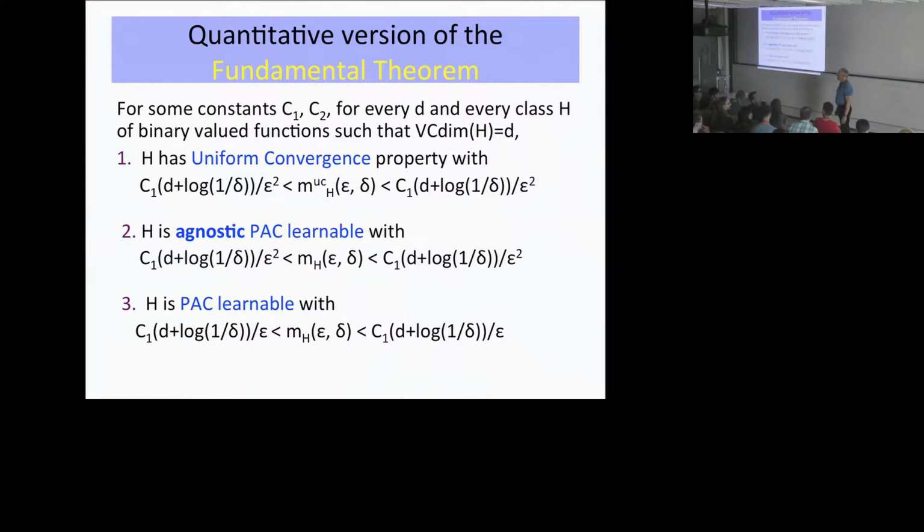Sorry, I said I don't really get the same. Is the statement that these are equivalent, or is it a statement that if H has this uniform convergence property, then this holds? No. The statement is if H has VC dimension D, then this is the sample complexity for uniform convergence. This is the sample complexity for learning the agnostic case. This is the sample complexity for learning in the realizable case. All of them just follow from having VC dimension. I'm not looking here at implications between those three statements.